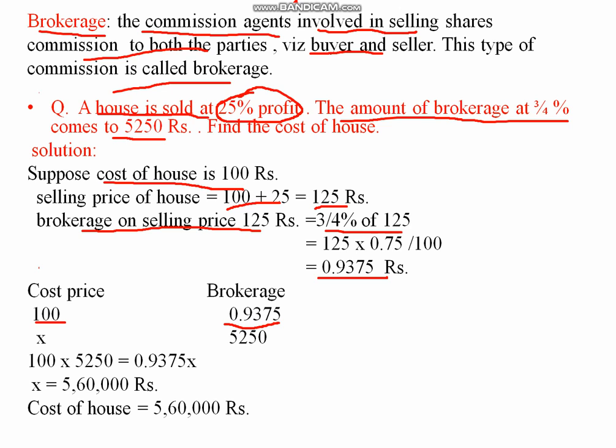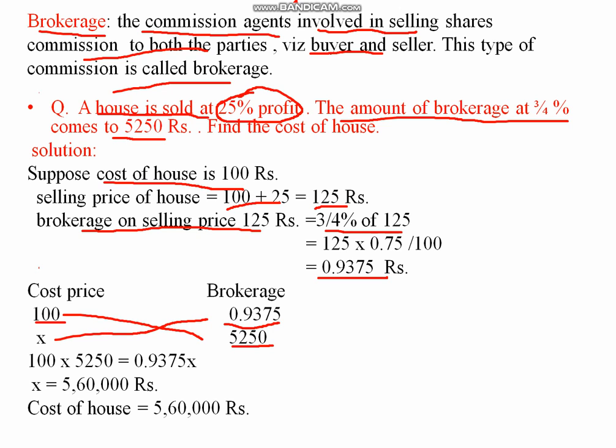So see, if the cost price is 100, then the brokerage is 0.9375. So what will the cost price be if the brokerage is 5,250 rupees? This is an example of direct proportion. If the cost price is increasing, the brokerage is also increasing. So do the cross multiplication. These two ratios are equal.